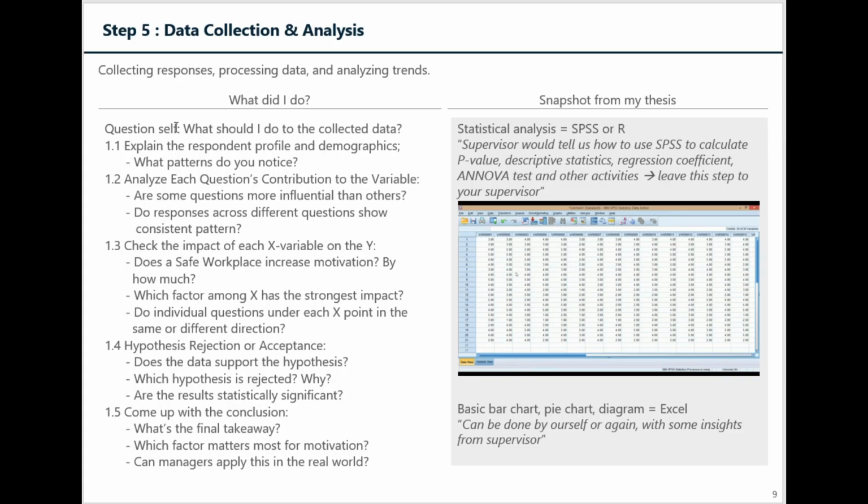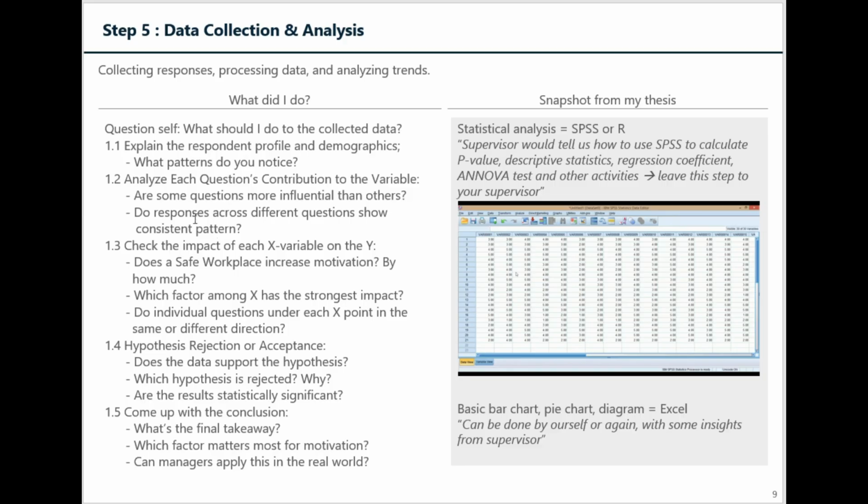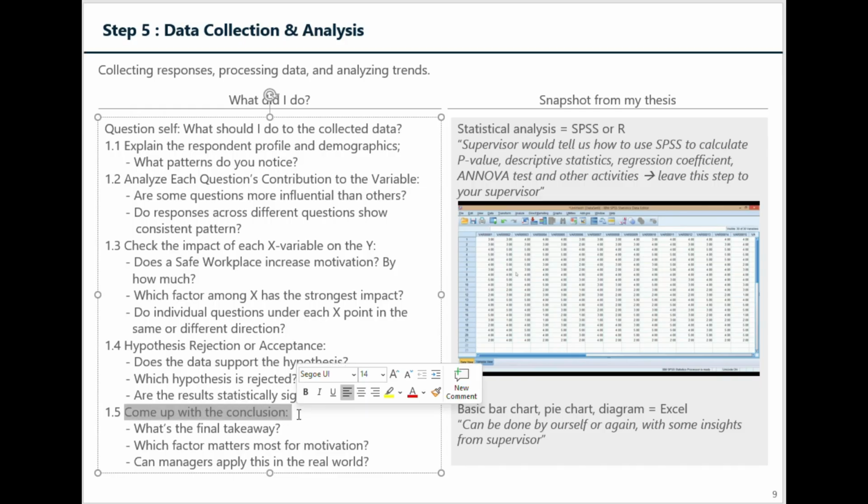What did I do? First, what should I do with the collected data? There are some questions. You can pause this anytime you want, but just let me read the key questions. First one is, explain the respondent profile and demographics. Second, analyze each question's contribution to the variable, like some can be more influential, some can be less influential. Third one is, check the impact of each X variable on Y, like by what degree, right? Fourth one is hypothesis rejection or acceptance, like are all the hypotheses that we took accepted or not. And finally, fifth, come up with the conclusion, like what are the takeaways.